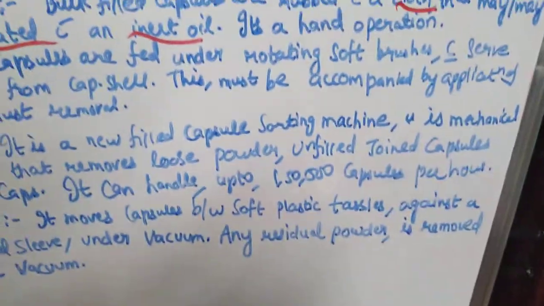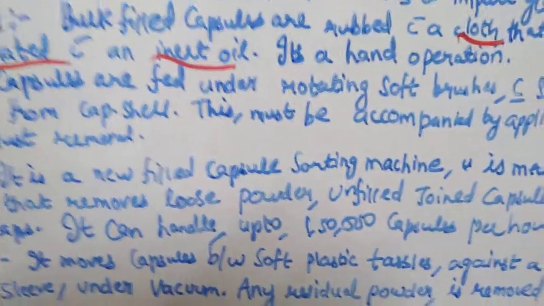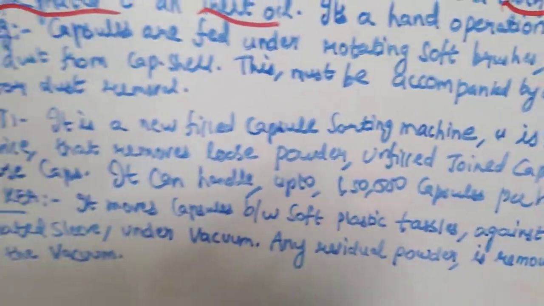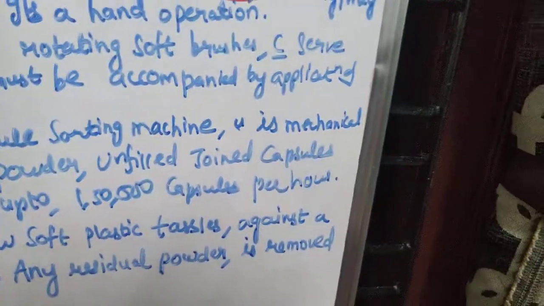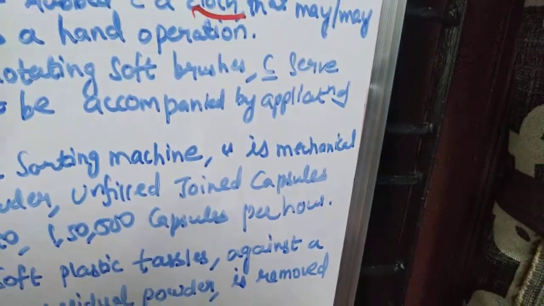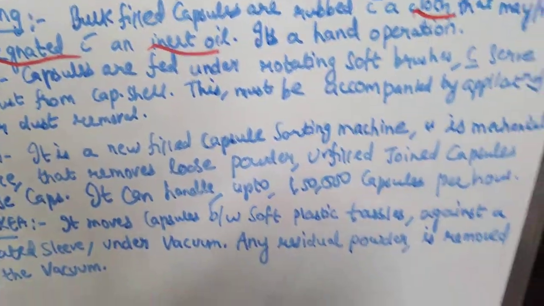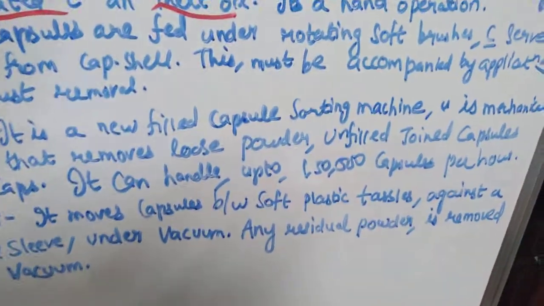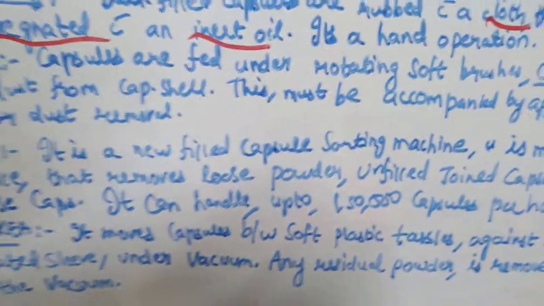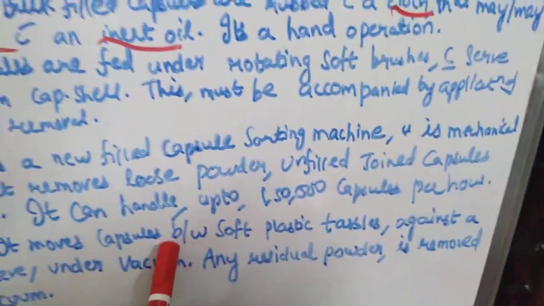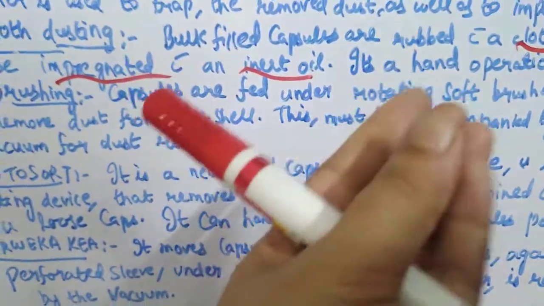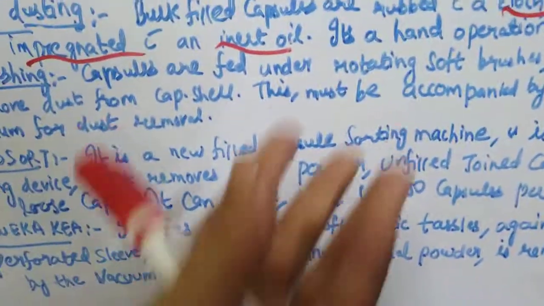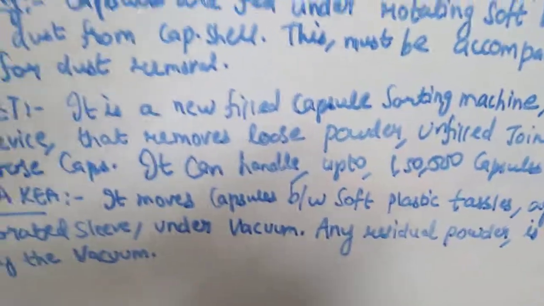It moves the capsules between soft plastic tassels, against a perforated plastic sleeve under vacuum. So there will be a vacuum application. Perforated means it has holes, so a perforated sleeve will be there. Above the perforated sleeve, you have soft plastic tassels. When the capsules move between those tassels, whatever dust is there passes through the perforations and gets removed when you apply the vacuum.